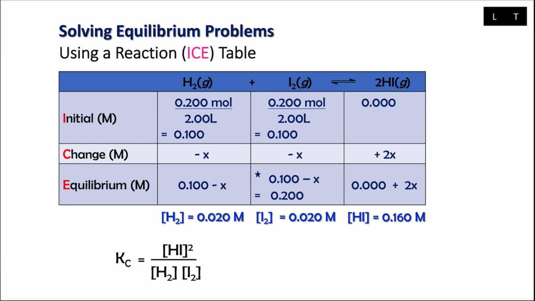Iaitu Kc saya, expression saya akan ambil daripada produk concentration HI square over concentration H2 darab dengan concentration I2. So, ini adalah expression untuk Kc. Dan daripada sini, saya boleh tentukan nilai Kc. Saya masukkan semua value at equilibrium based on concentration yang saya cari. So, saya akan dapat nilai final 64.0. So, itu adalah macam mana awak solve the question from example 6.